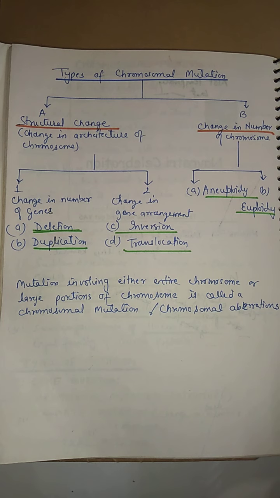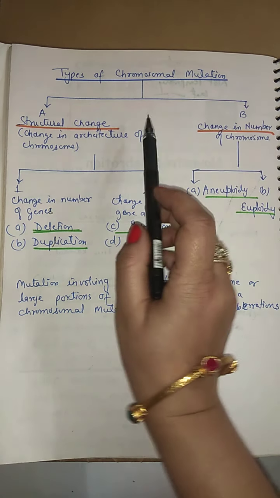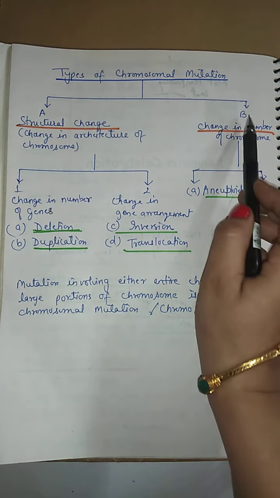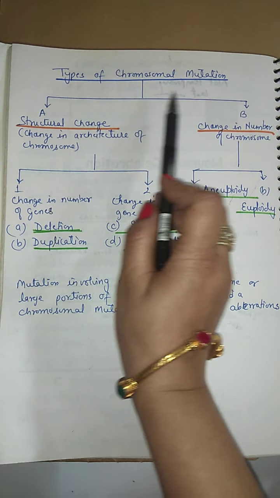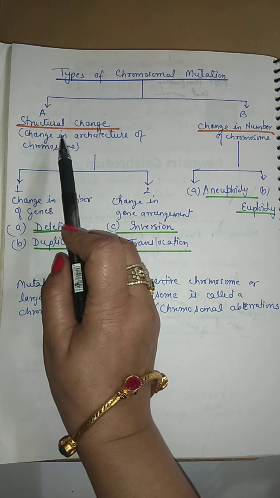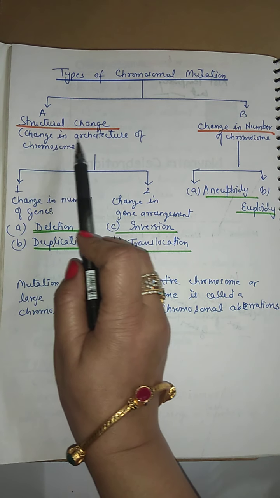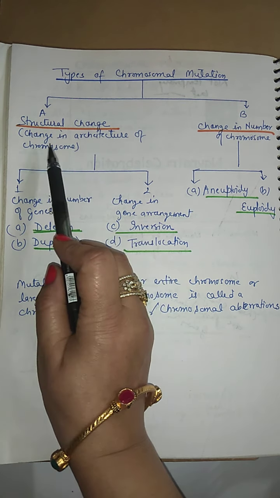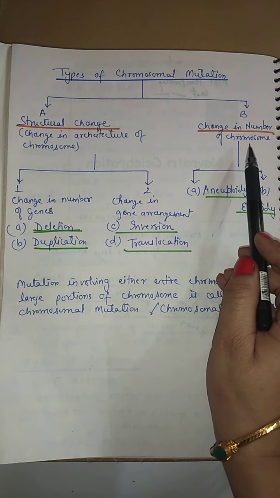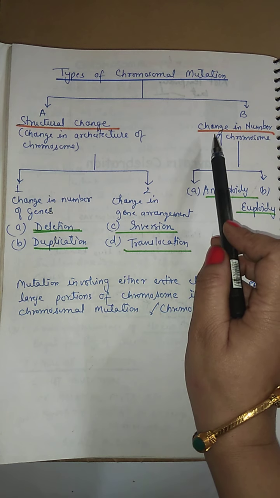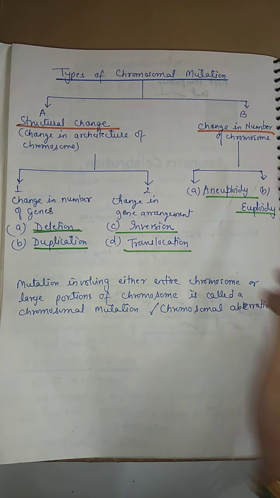Now coming to the point of chromosomal mutation, first of all we will describe the types of chromosomal mutations. As we can see, we have divided it into two parts, A and B. A is the type of chromosomal mutation which is due to the change in structure of the chromosome, or the change in architecture of the chromosome. The other is the numerical mutation, which is due to the change in number of chromosomes in a genome.